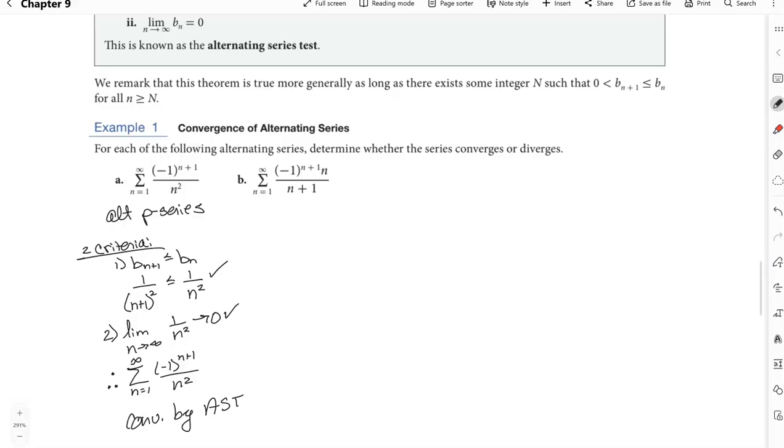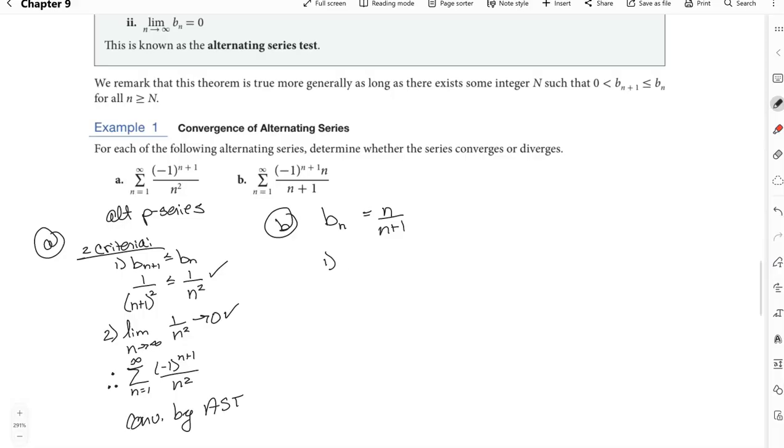Let's look at B. We're looking at the sum from n equals 1 to infinity of negative 1 to the n plus 1 times n over n plus 1. So my b sub n here, label this part B, is n over n plus 1. It's alternating because I've got that negative 1 to the n plus 1. So the first term is going to be positive, the second term is going to be negative, and it's just going to bounce back and forth between positives and negatives.